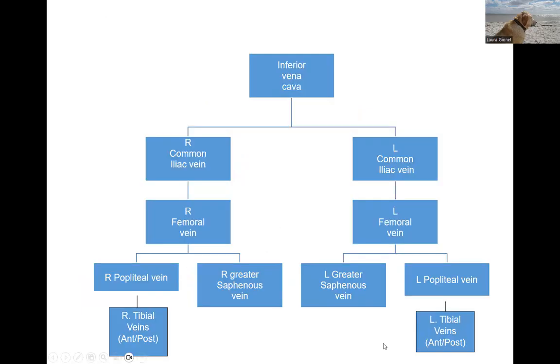Okay, regarding the lower extremities, right and left, the same. Right anterior and posterior tibial veins go to the popliteal vein, to the femoral vein. About the level of the superior aspect of the femoral vein, those great saphenous veins are going to merge and form the common iliac veins. Then the iliacs form the inferior vena cava.